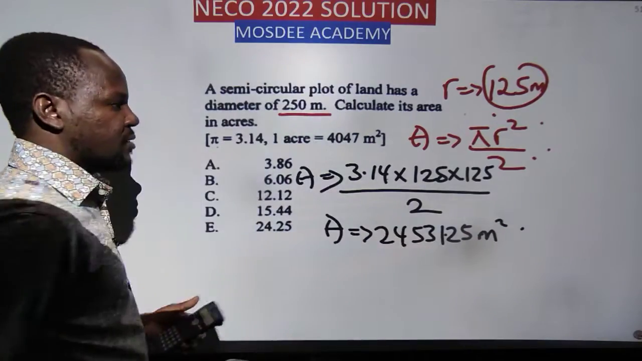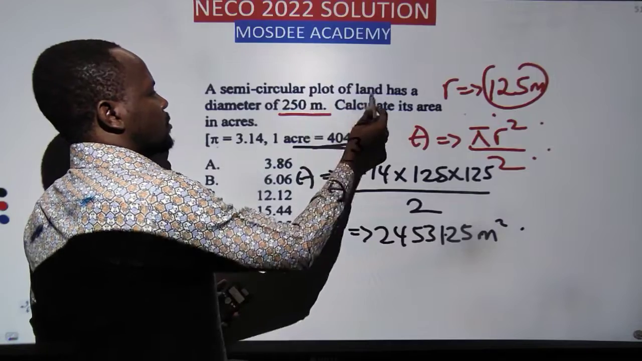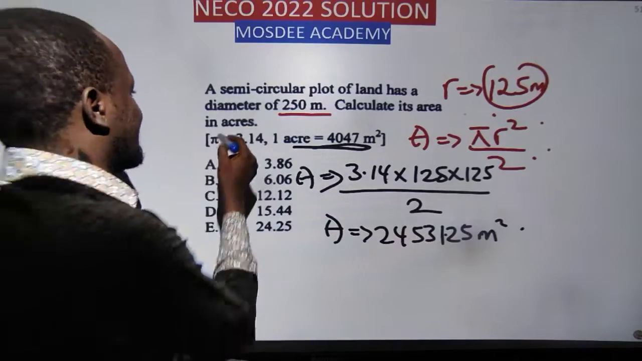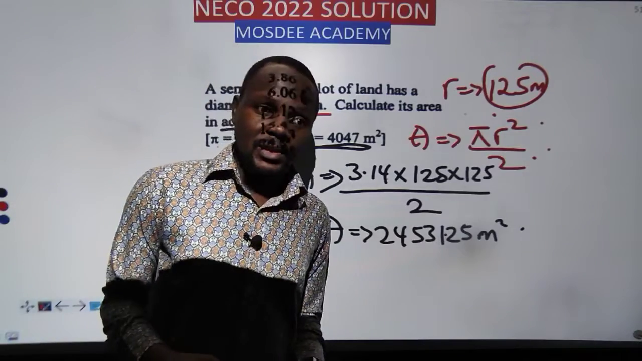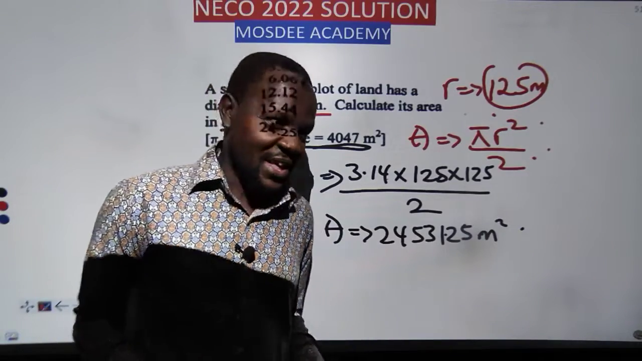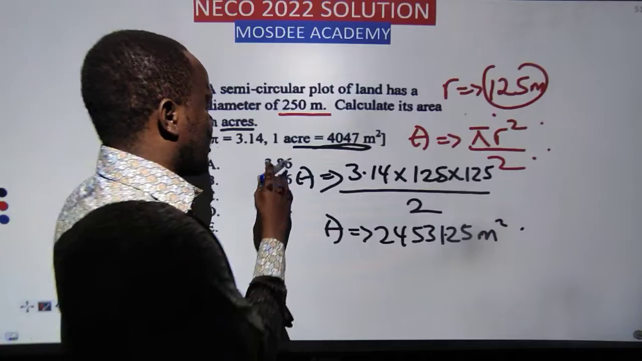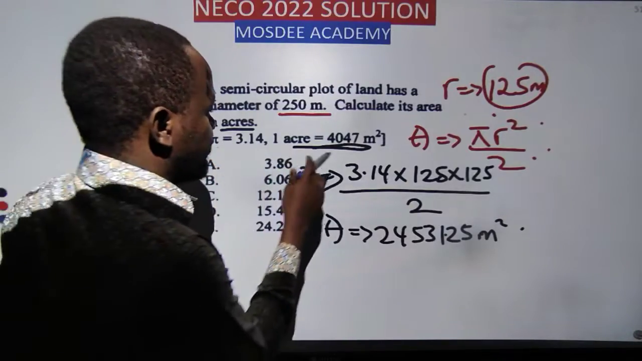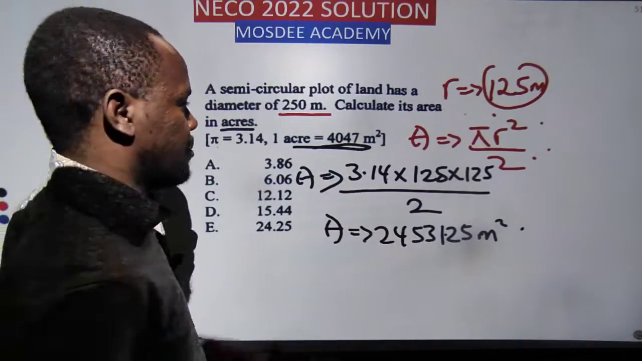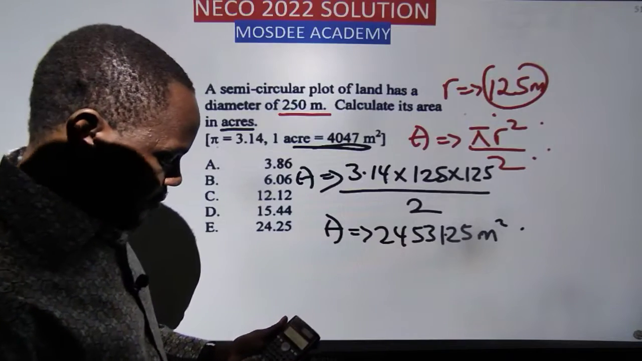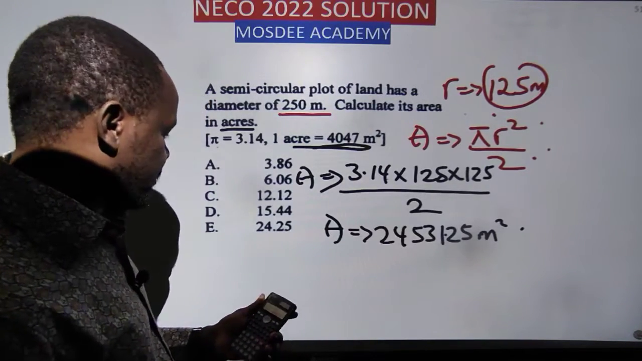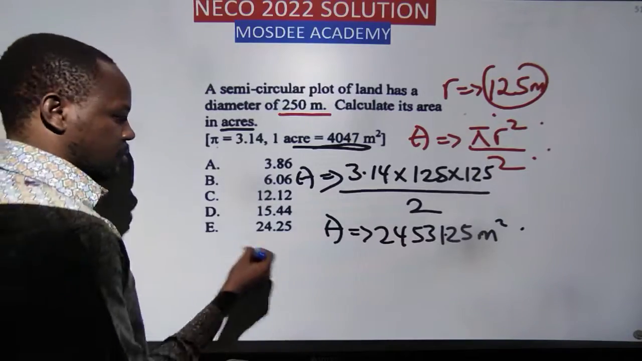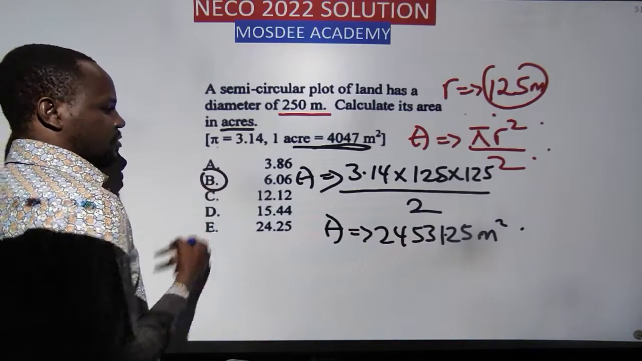So don't go and pick this answer. You have to give the answer in acres. 1 acre equals 4,047 square meters. So those of you that sell land, this will be something that you are going to like very well. So if you are converting from meter square to acres, you divide this answer by 4047. When you divide by 4047, it's 6.06. That's what I'm having. So thank you very much. So just divide by this. 6.06 is the answer. The next one.